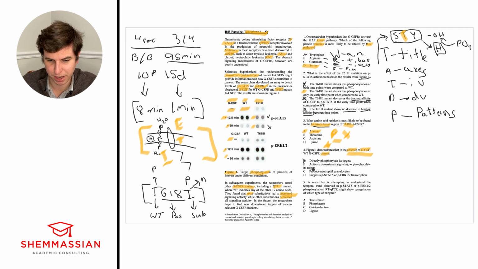That looks a little bit better, right? Because that's what we are not doing. So that is related to the absence. So that's a better answer. Stick with that one for now. C, produce neutrophil granulocytes, right?